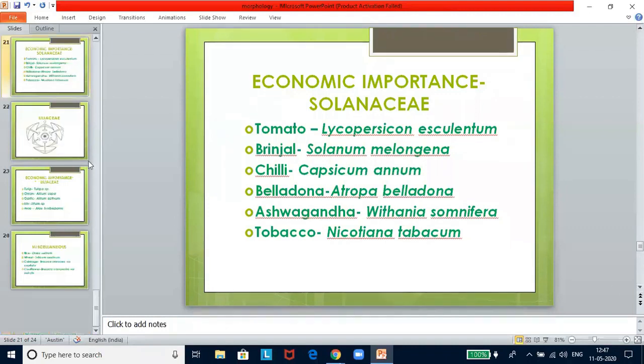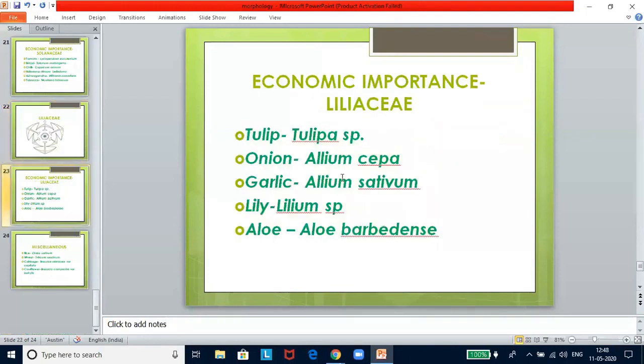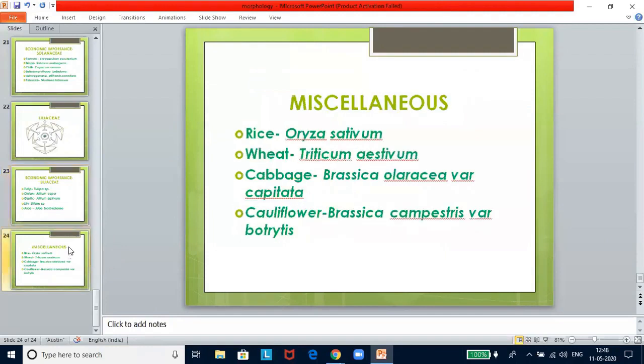Okay, now let me go to the Liliaceae. This is the last family. So this is the floral diagram of the Liliaceae family. And now the economic importance: tulip, Tulipa species; onion, Allium cepa; garlic, Allium sativum. These two you have to learn the botanical names, children. Lily, Lilium species; aloe, Aloe barbadensis. Now I'm also giving you miscellaneous names. Please have a look at it and make a note.